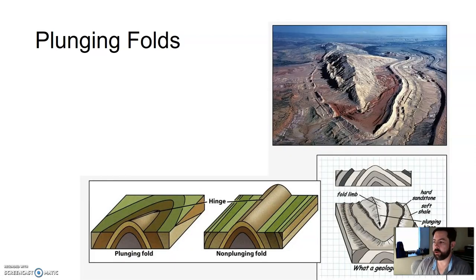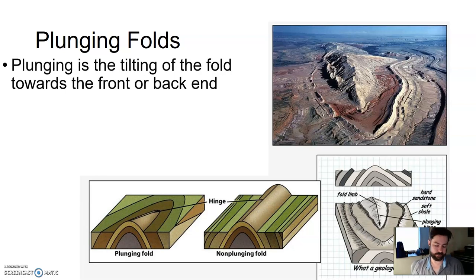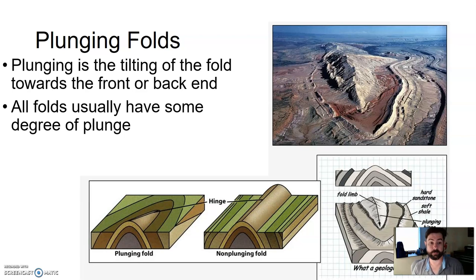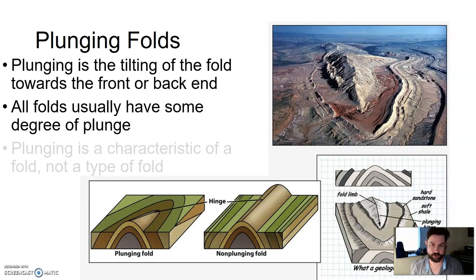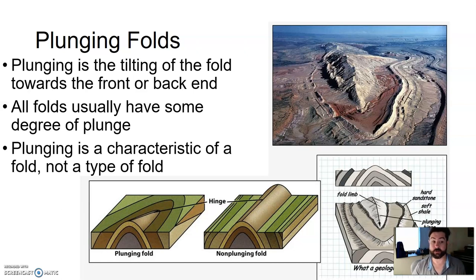And then you have something called plunging folds. Plunging is the tilting of the fold towards the front or towards the back. All folds typically have some degree of plunge. Plunging is a characteristic of a fold. It's not a type of fold itself. It's not like anticlines, monoclines, synclines, plunging folds. No. Plunging fold means the fold has just been tilted one way or another.